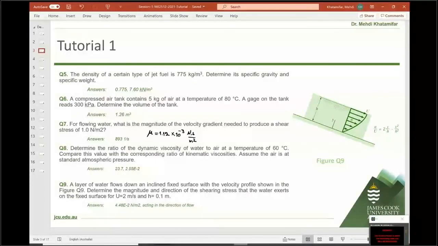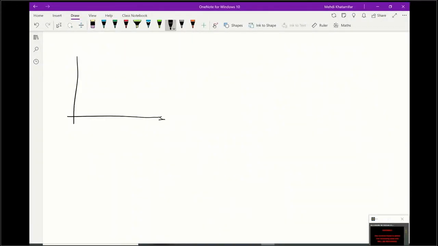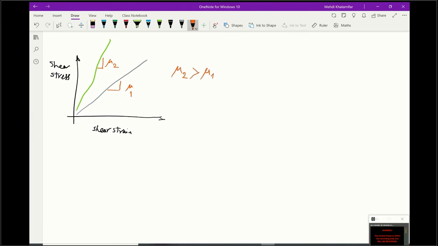Okay, let me solve this question. Ready? The slope of the line was the viscosity. Let me go back to show. This is shear strain, this is shear stress, and the slope of the line is going to be mu. If I had another straight line with a bigger slope, mu2 is bigger than mu1, more viscous than the other one, because the slope is like this.